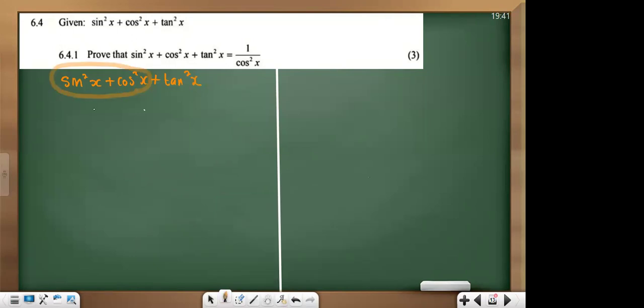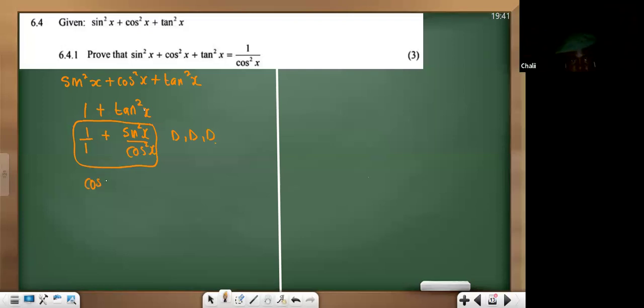So can I say this is 1 plus tan squared x? And I can say 1 over 1 plus, okay, do you want me to change this? Tan can be changed to sine squared x over cos squared x. When you see fraction, what do you do? Triple D method. D, D, D. I'm going to multiply diagonal. Cos squared x times 1 will be cos squared x plus 1.